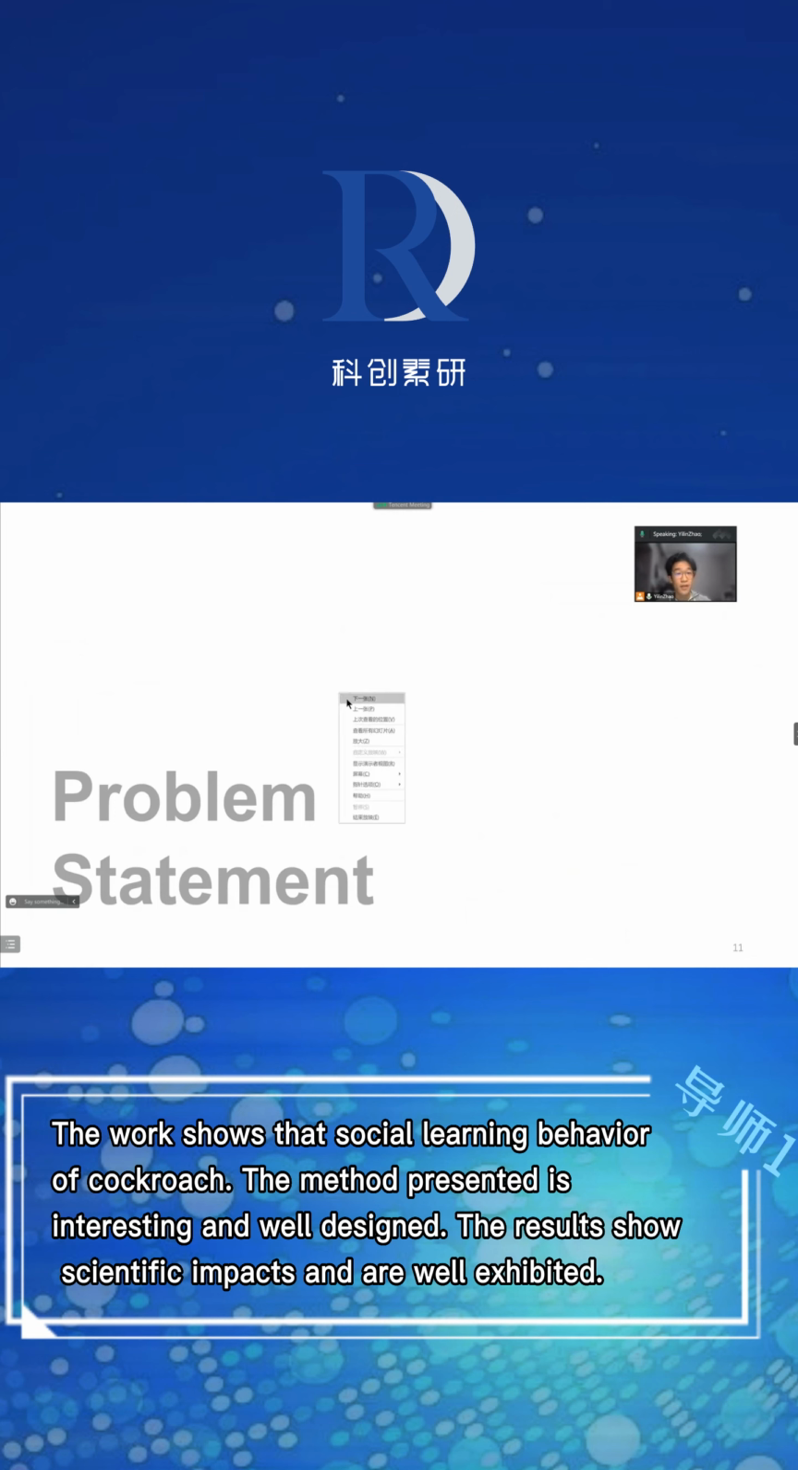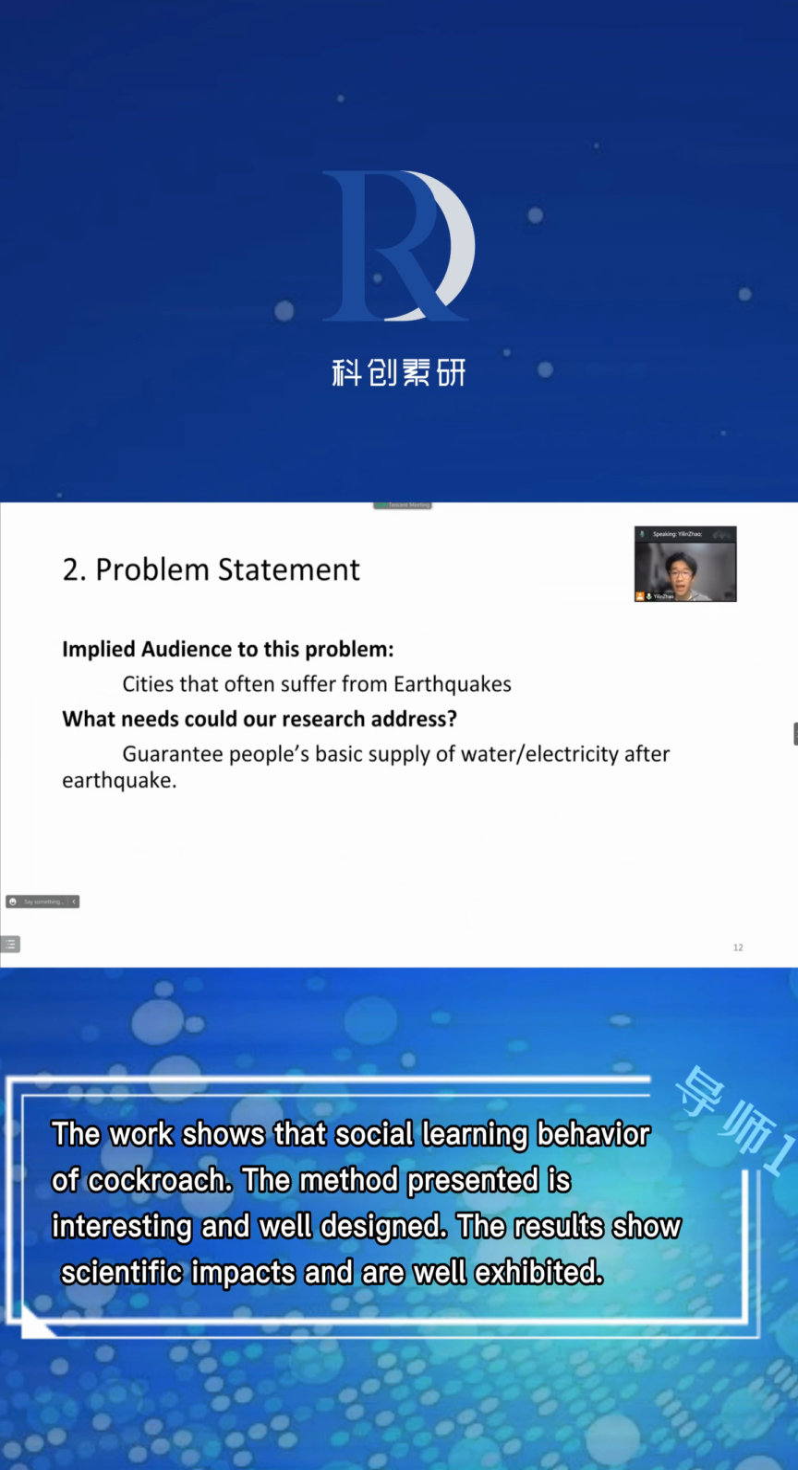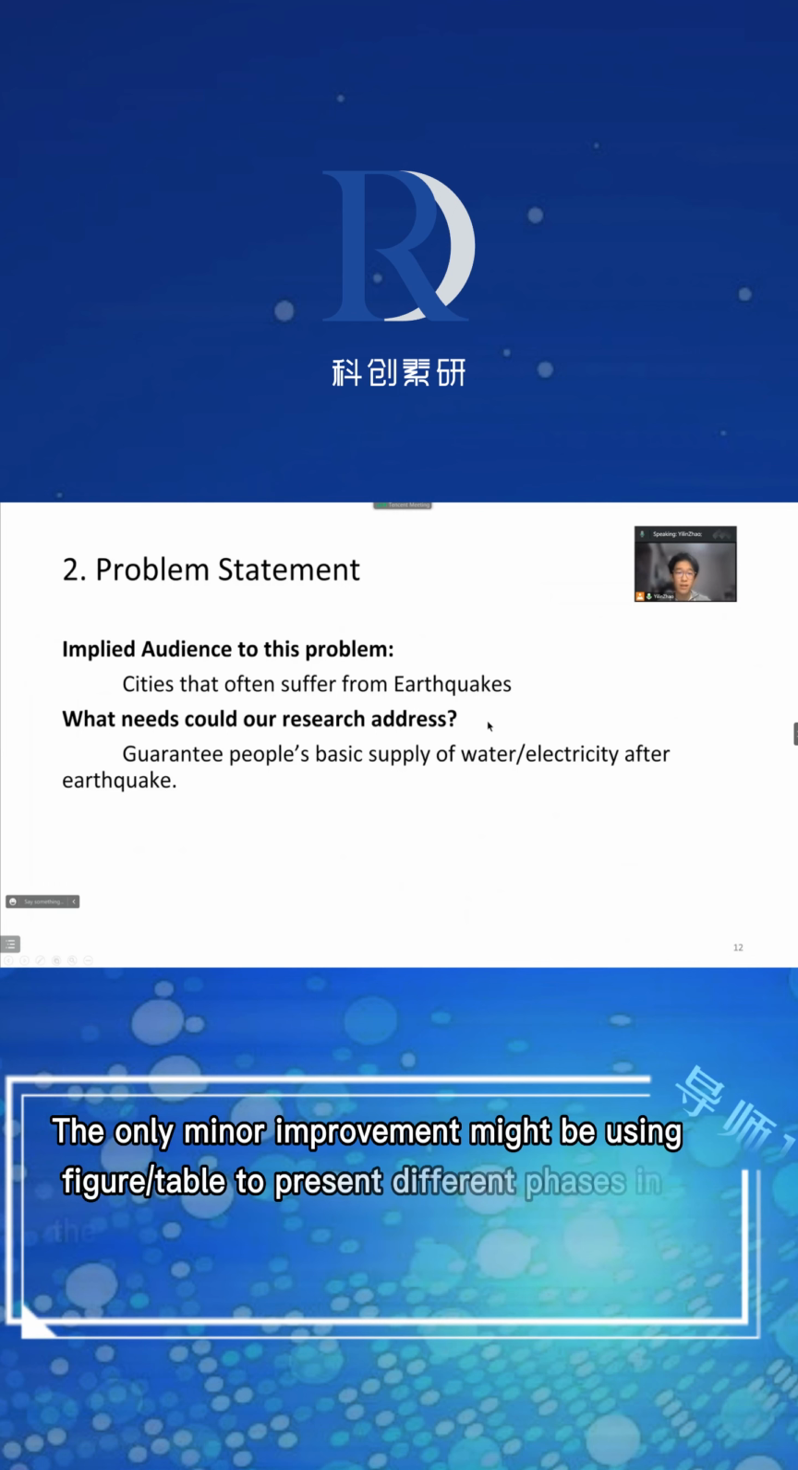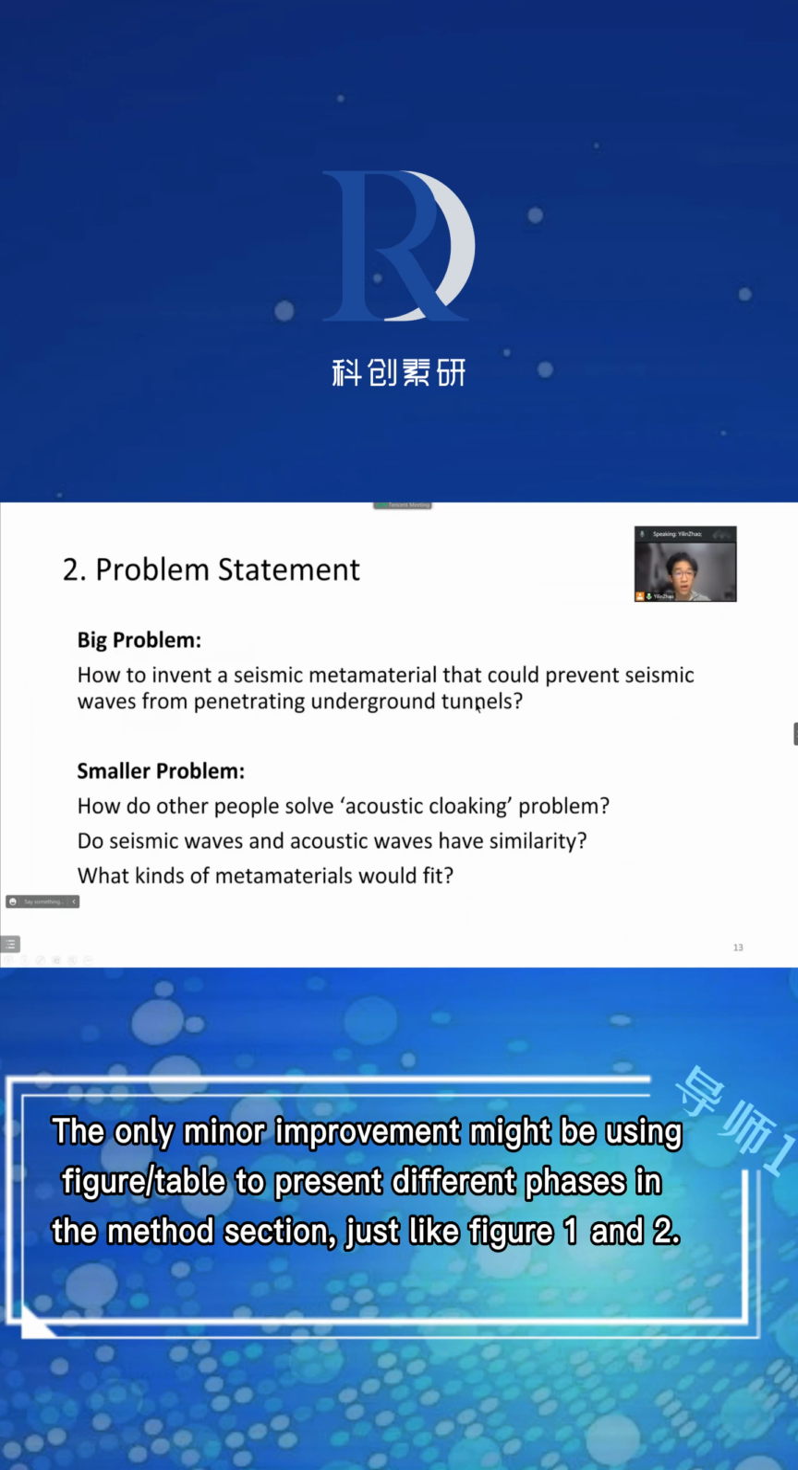So for the problem statement, we're going to take a look at why the metamaterial is able to do seismic cloaking. The implied audience for this problem is that cities often suffer from earthquakes, so who or what needs could our research address? It can guarantee people's basic supply of water or electricity after the earthquake. The big problem is how to invent a seismic metamaterial that could prevent seismic waves from penetrating the underground tunnels.